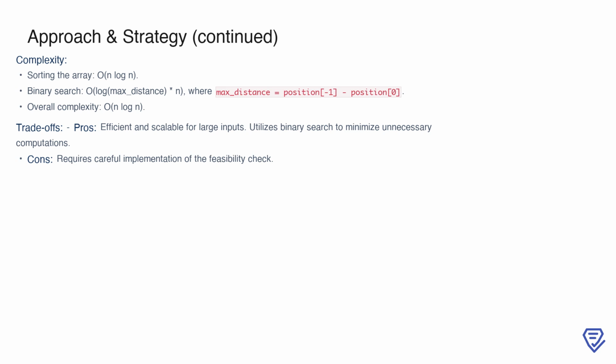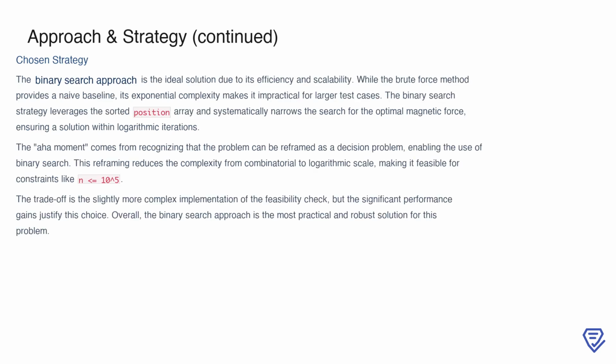However, the trade-off lies in the feasibility check, which requires careful implementation to ensure correctness. By leveraging the sorted array and binary search, we minimize unnecessary computations, making this approach both practical and robust. Given the constraints and the need for scalability, the binary search approach is the clear choice for solving this problem. While brute force provides a simple baseline, its exponential complexity makes it impractical for larger test cases. The strength of the binary search strategy lies in its ability to systematically narrow down the possible values for the optimal magnetic force, reducing the problem to a series of efficient checks.